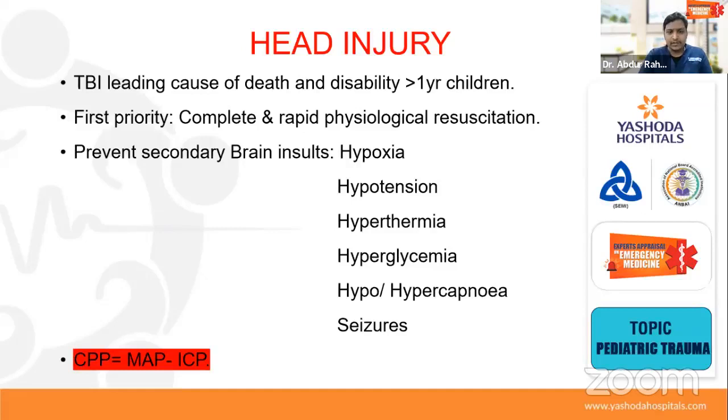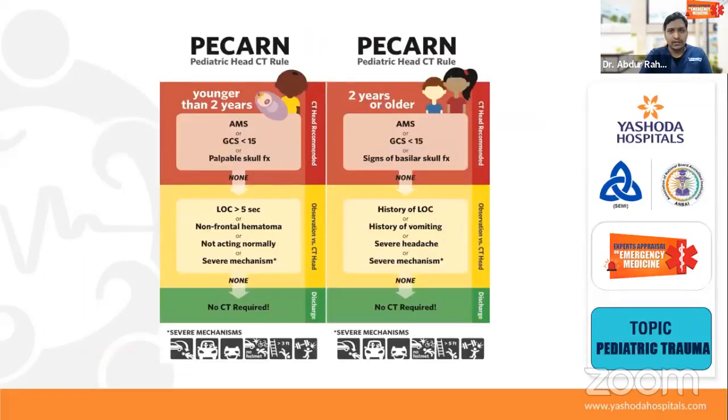And very importantly, if you maintain adequate MAP, mean arterial pressure, then it is possible to maintain adequate cerebral perfusion pressures. Here, this is a PECARN rule. This is devised to decide whether a CT head is required or not in case of a pediatric trauma patient. PECARN implies Pediatric Emergency Care Applied Research Network.